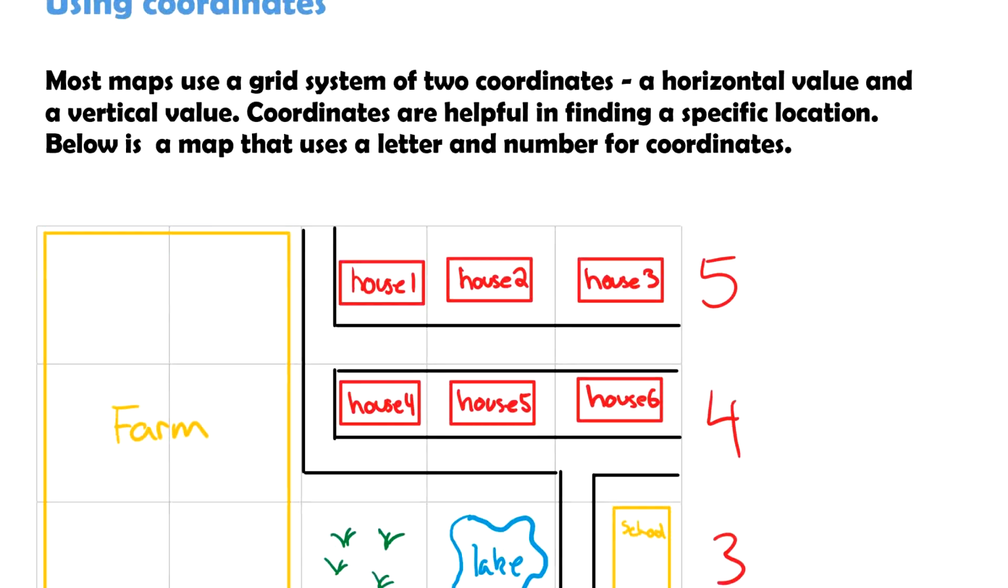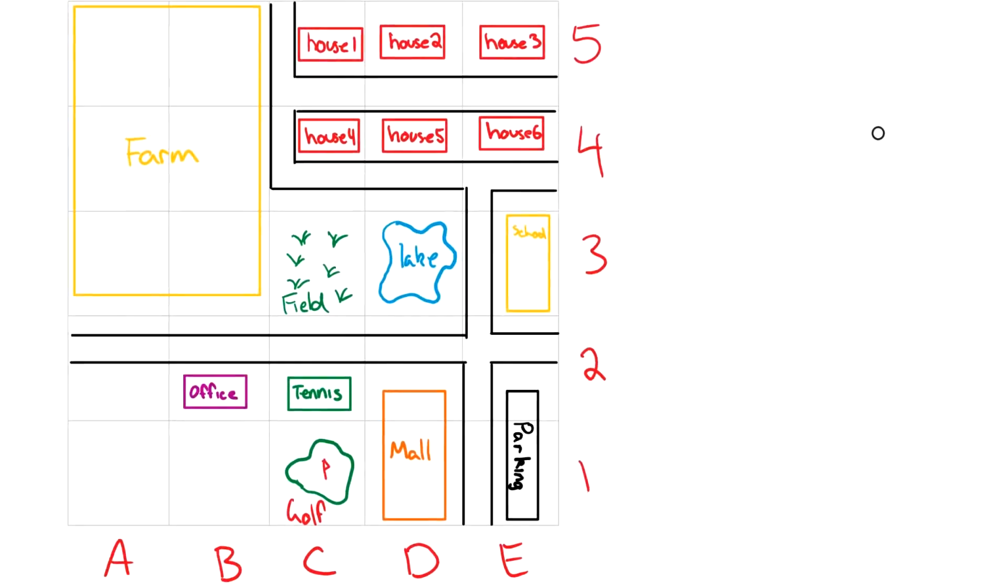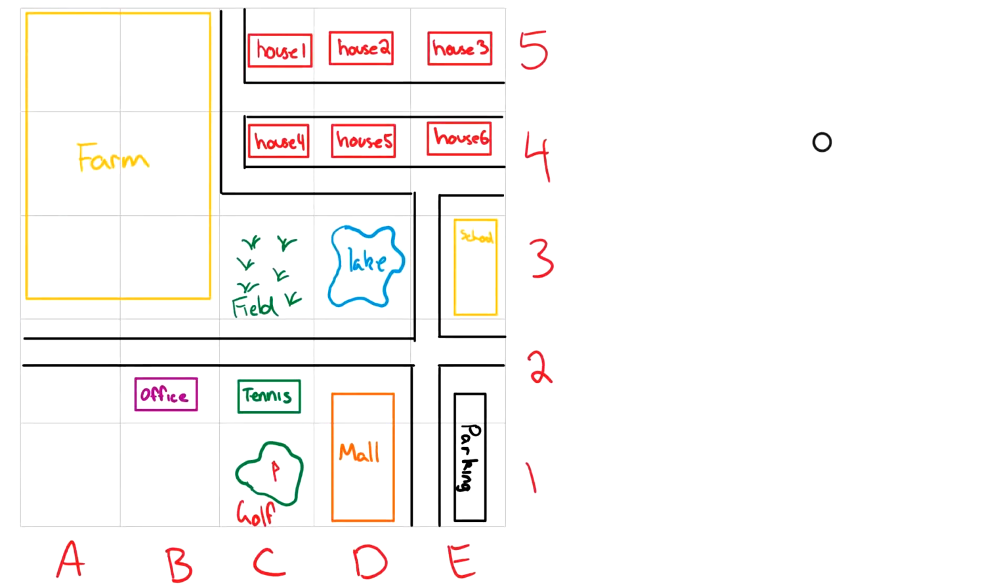But for this example, we're going to be using a map that uses a letter and a number for its coordinates. Most of these types of questions will be around finding a certain building, finding some sort of land feature, and then you need to tell the marker the coordinate for that object. So, for example, in our map of this town, one of the questions could be, I want you to locate the lake. Tell me the coordinates for the lake. Straight off the bat, we see the lake. It's labeled for us. Right here, there's our lake.